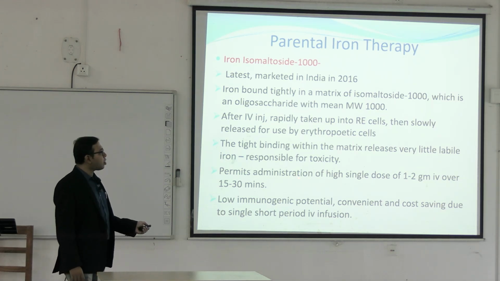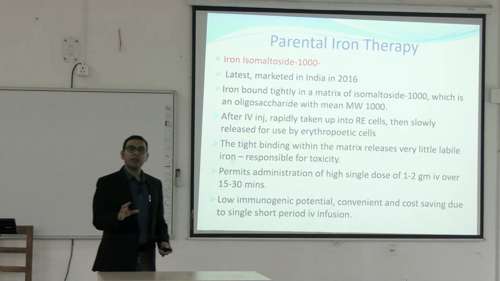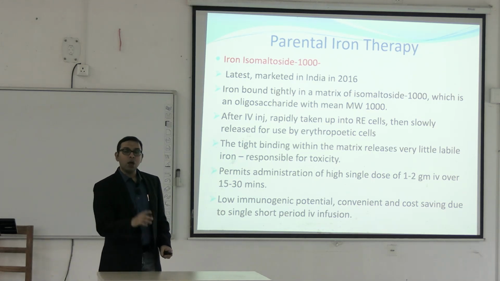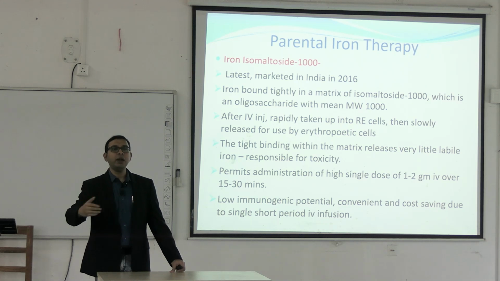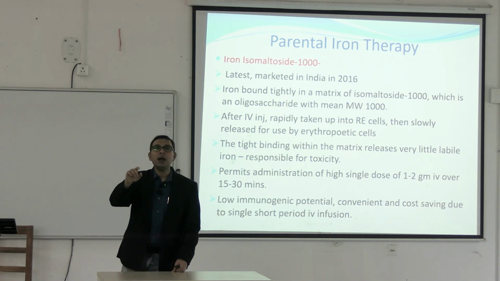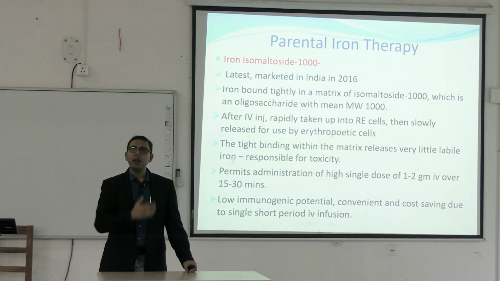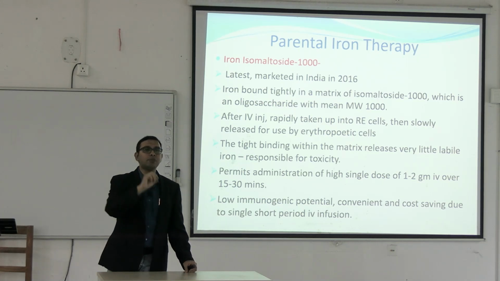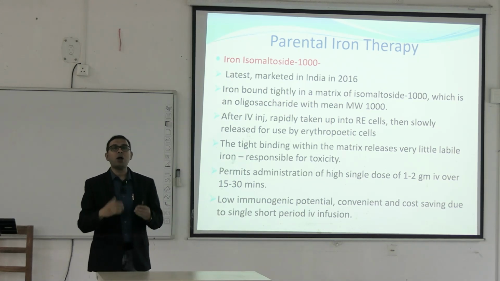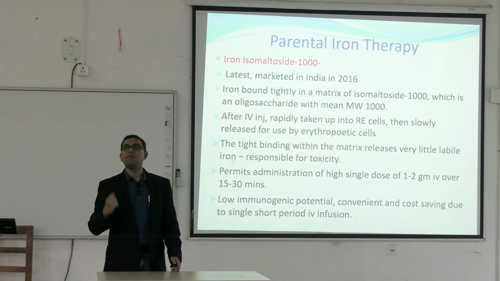It permits administration of a high single dose of 1 to 2 gram IV. Since the anaphylaxis chance and toxicity is very less, we can administer a very high dose at a time, because we need immediate correction of the iron. In the previous one, you can see that only 100 milligram can be given. So when the requirement is high, we need several weeks of treatment so that the iron replenishment will happen. But when the newer ones are given, we can give very high doses with little adverse effect.